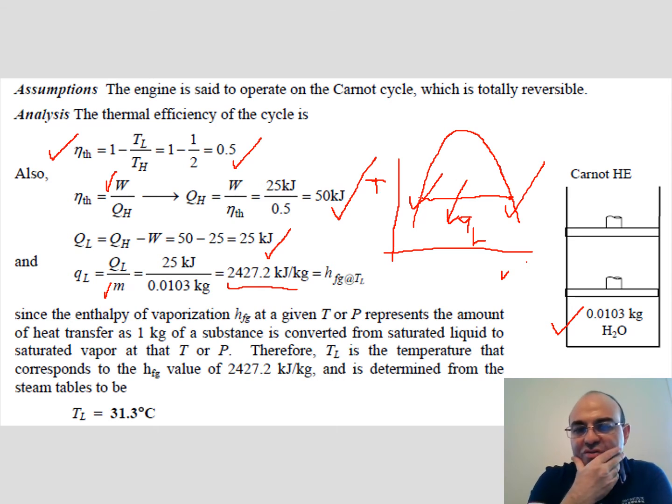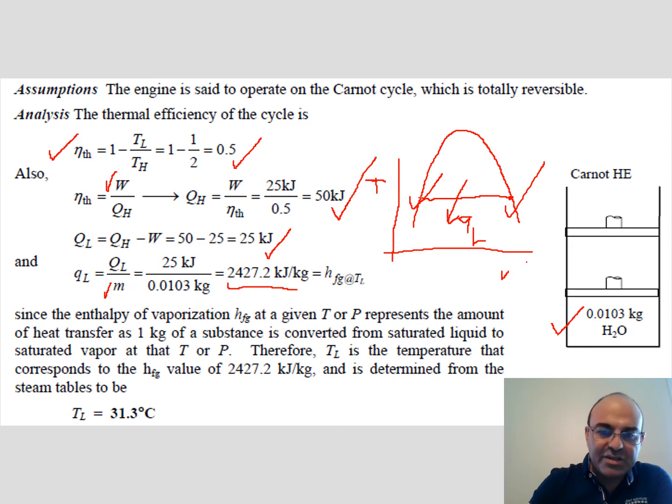Okay, so we do need to go to the saturated tables in terms of the temperature and look at h_fg for different temperatures, and see for what temperature h_fg is equal to 2427.2. Most probably we need to do an interpolation because it's unlikely that we can find this exact number in the table. So probably we do need to do interpolation. I have the interpolation process in the next slide, so I cannot go back and forth.